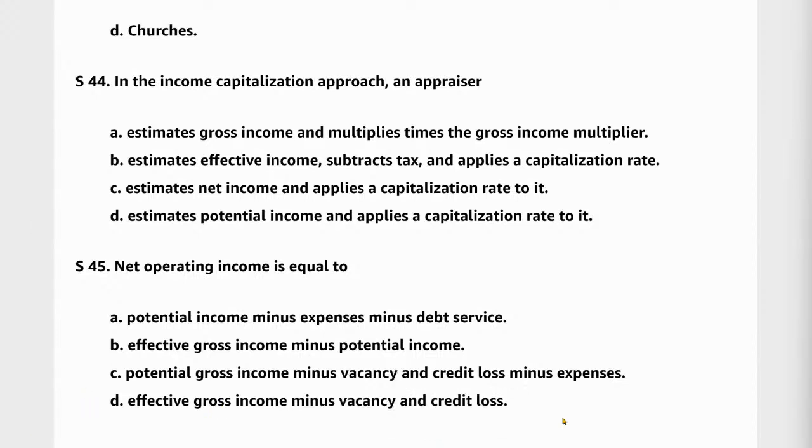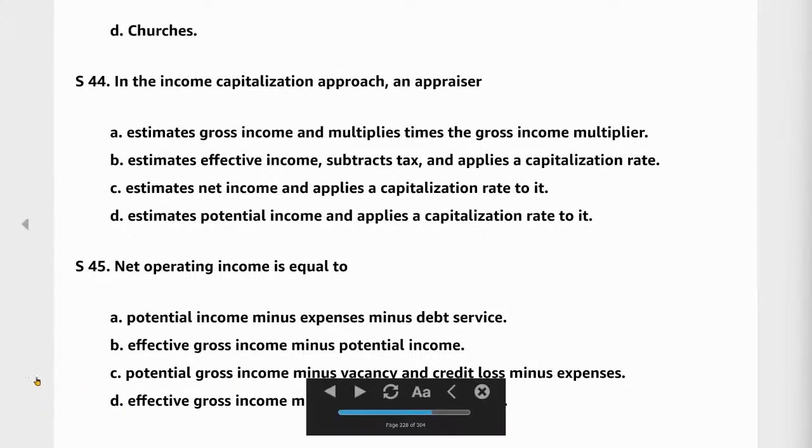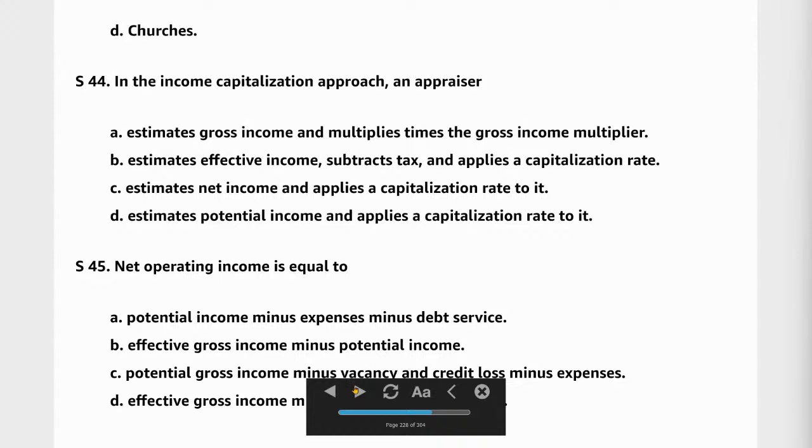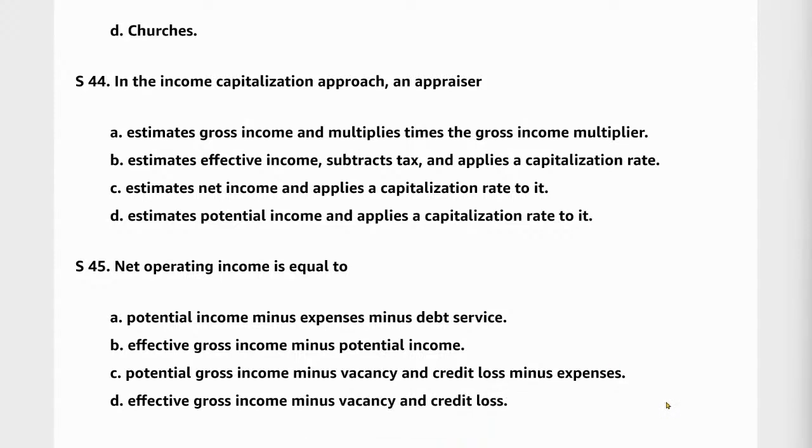With the vacancies and some credit loss, you're not getting that potential income, so it becomes the effective gross income. So you project the income when it is fully occupied. You subtract how many are vacant, any credit loss, and then minus expenses, which are utilities, property management, maintenance, anything else like that. That is an expense. So number 45 is C.